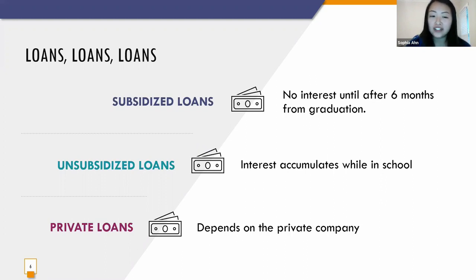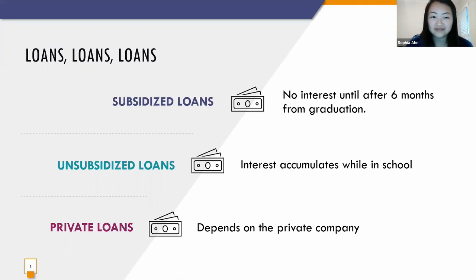And then private loans, you can also take those out. That's not through the government, it's sort of through a third party that can loan you the money. And those interest rates and their guidelines depend on where you take the loan out. That's just something for you to kind of look into a little bit more if that's an option that you choose.